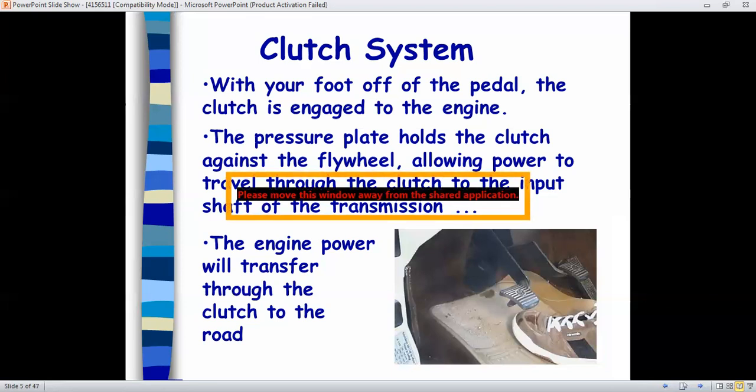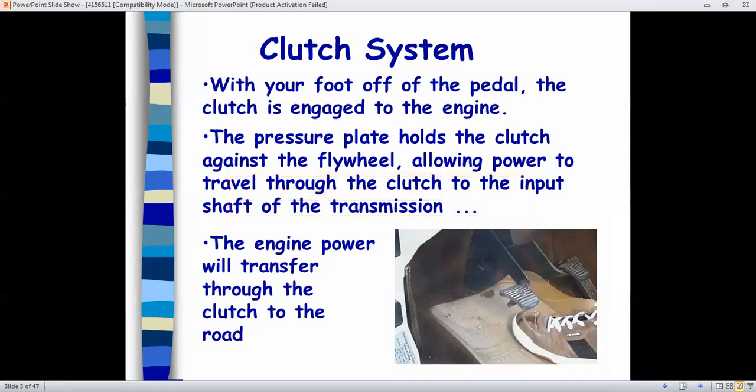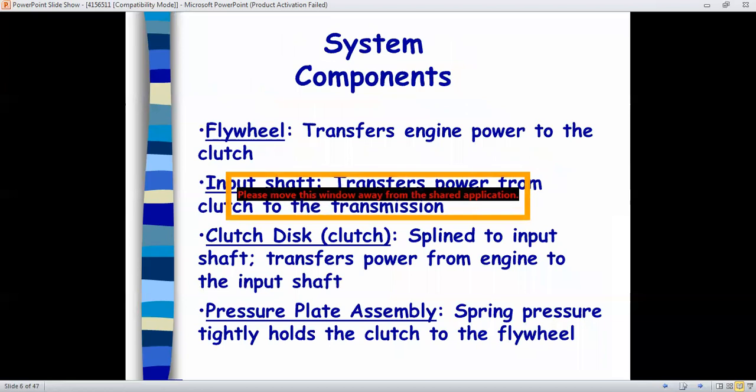The pressure plate holds the clutch against the flywheel, allowing the power to travel through the clutch plate to the input shaft of the transmission system. The engine power will be transferred through the clutch to the road.